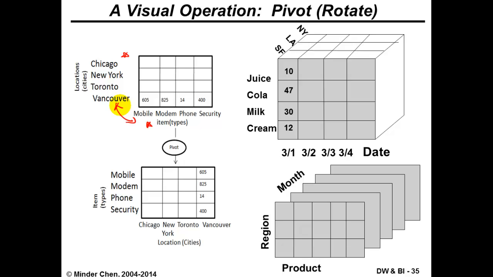In this three-dimensional cube, we can do the same thing. We can switch the product here, switch the day dimension here, and switch the location here. And so we can have a different view of the data that we have in the cube.